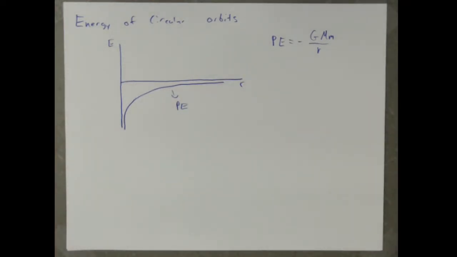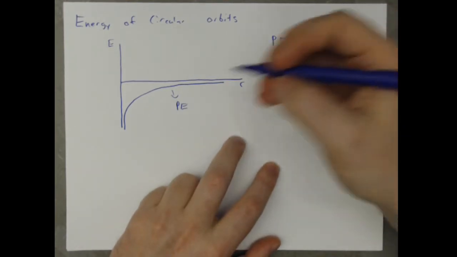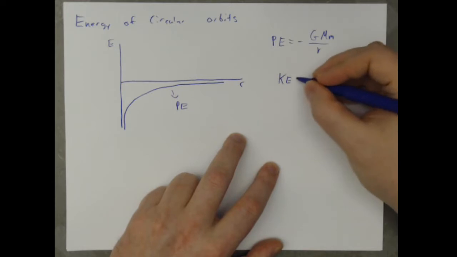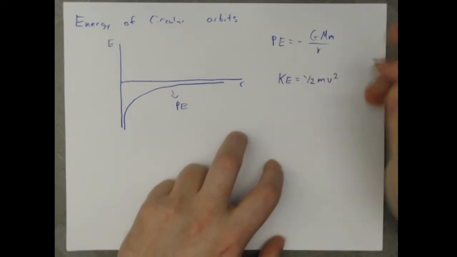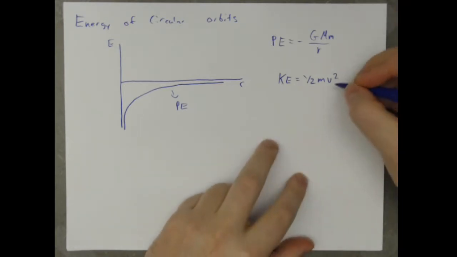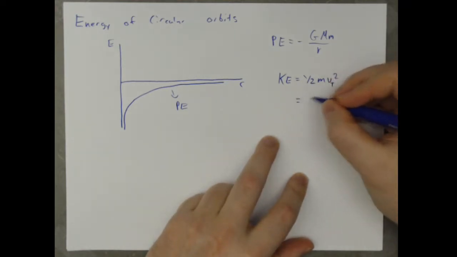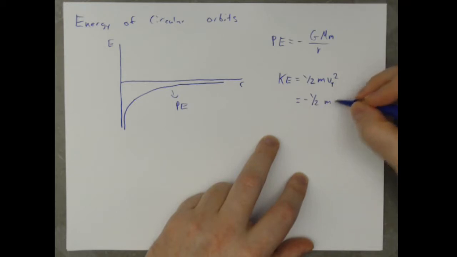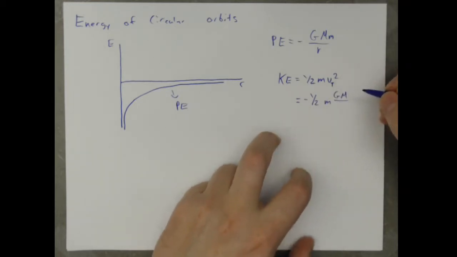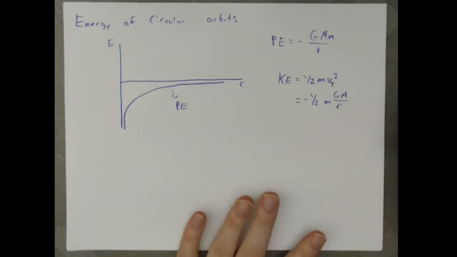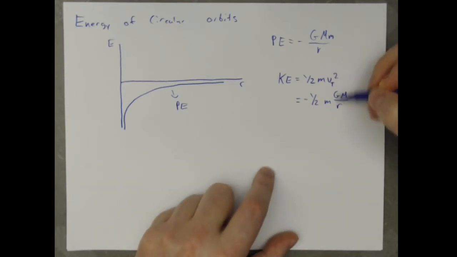Now I'm going to use what we just had on the last page. If we want to know what the kinetic energy is, that's 1/2 mv squared. We just did v squared on our last page, and that's going to be equal to 1/2 m GM over r. Because when we had the velocity, we said it was the square root of GM over r, but we're squaring it, so we get that. I don't know why I have a negative there. So our kinetic energy is 1/2 m GM over r.